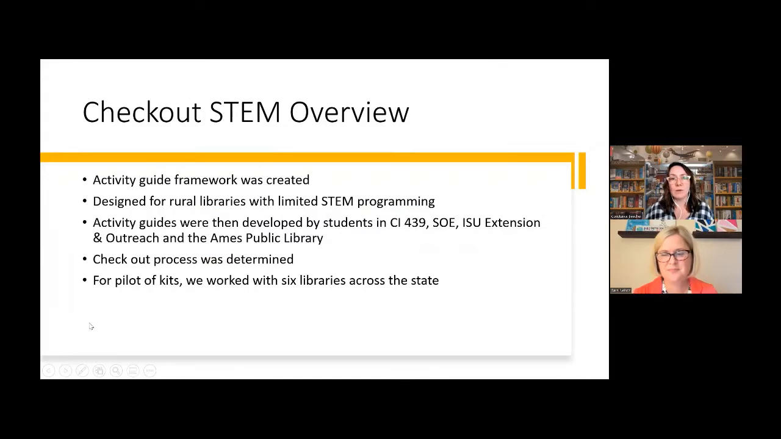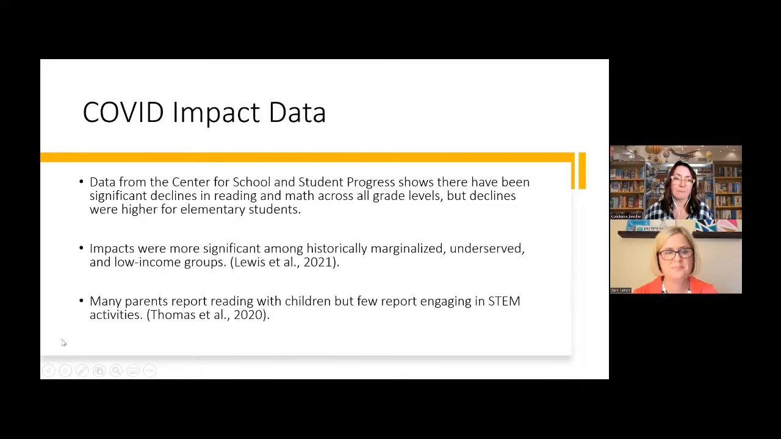So Check Out STEM was a project where we created an activity guide framework, and then college students in science methods courses designed lessons based on the framework. And then we got a grant and we put together these kits and piloted them with 6 libraries in our state. We were really thinking of this idea about access to literacy and STEM.